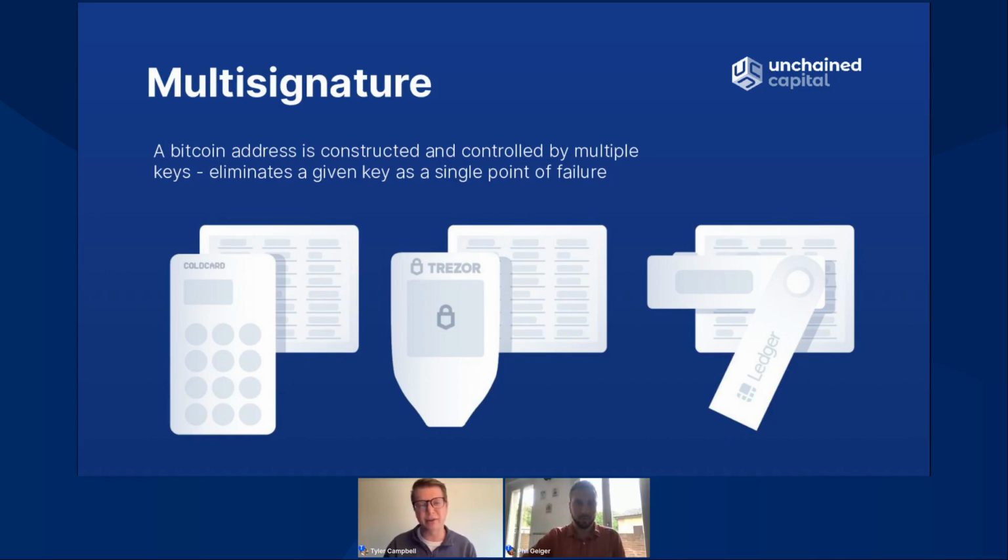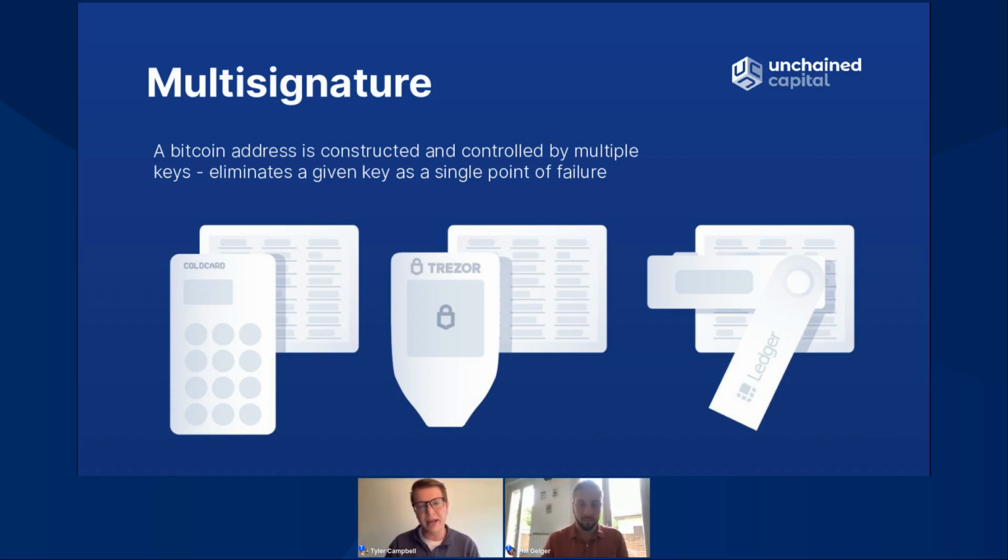And you can think about it a little bit deeper. That Bitcoin address is constructed and controlled by multiple keys. What that really does, and why that's important, why it's so cool to work with and why Phil and I get so passionate about it, is because multisig helps you eliminate a given key as a single point of failure.